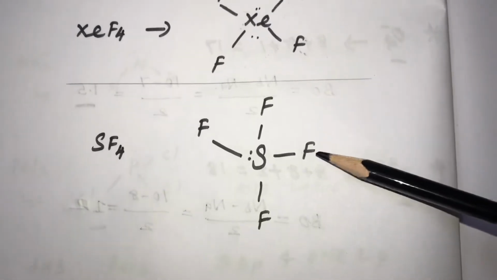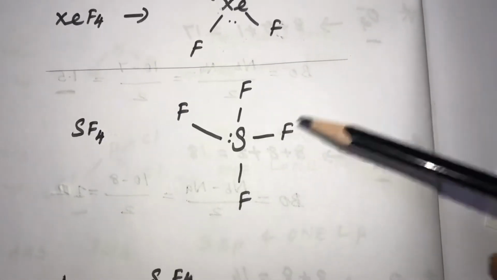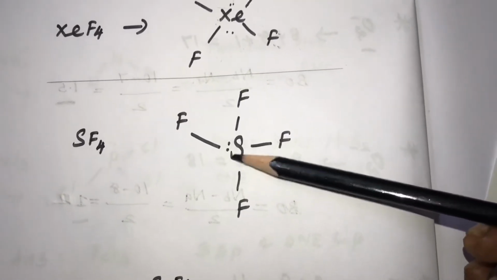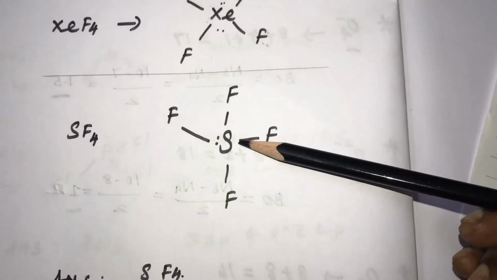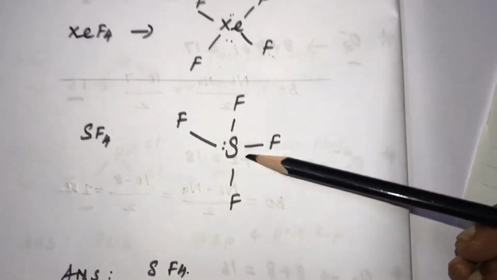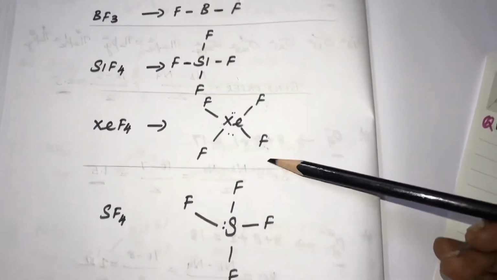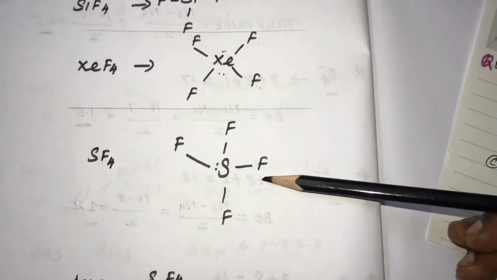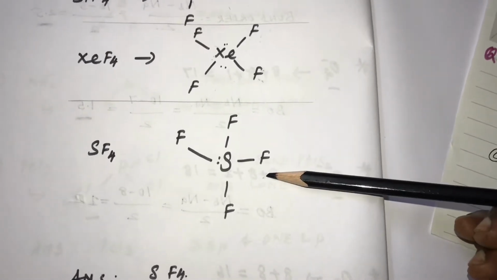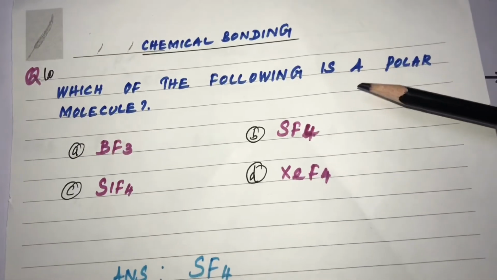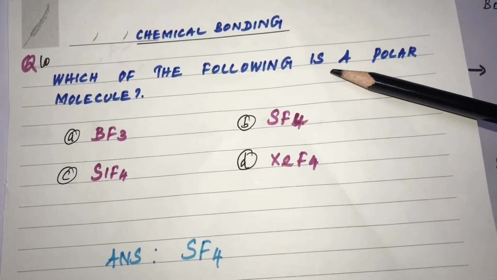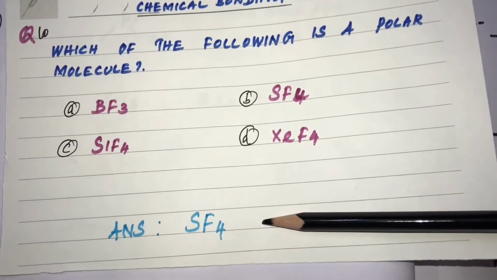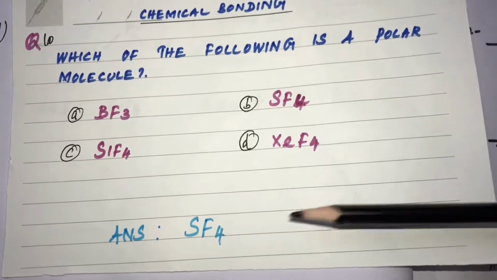But in the case of SF4, sulfur tetrafluoride, because of the presence of the non-bonded electrons on the central atom and because of the symmetry, it is considered to be polar in nature. So, among the 4 species, SF4 is polar in nature on account of its symmetry. So, in this question, which is a polar molecule, the answer is SF4 based on symmetry.